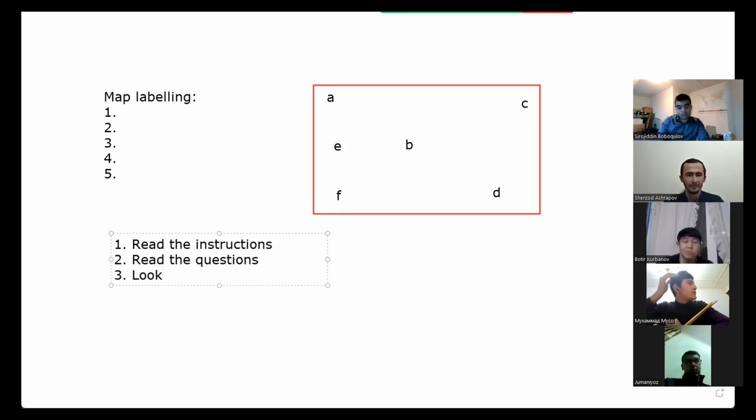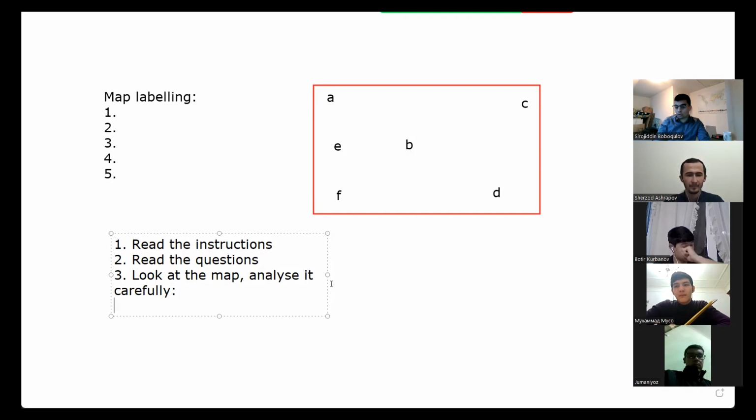Then look at the map and analyze it carefully. Now, guys, this is the most important moment. A lot of students don't know one very big secret that teachers don't tell them. In map labeling tasks, questions are not important because they will be given in the same order. What is important is the letters and the map itself, because it will be mixed up. So you have to put all of your focus on the map, okay?